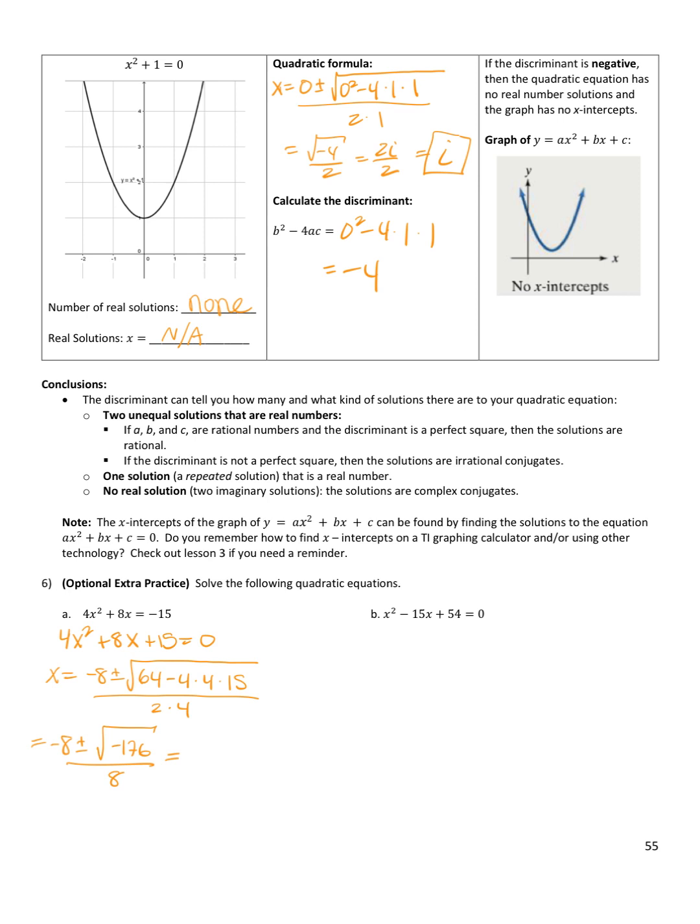Then I have to see if negative 176 has any perfect square factors. And after a quick check on the calculator, it does. 16 goes into 176 11 times. So it's going to be negative 8 plus or minus the square root of negative 1 times 16 times 11, all over 8. So this is negative 8 plus or minus 4i root 11 over 8. And then we could break it into two fractions and reduce at the same time. So negative 8 over 8 is negative 1. 4 over 8 is a half, so this is going to be i root 11 over 2.